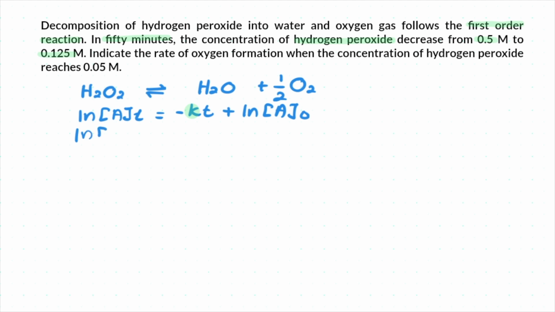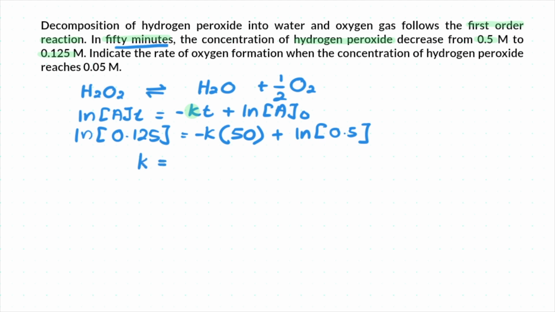So ln At means ln 0.125, equals negative k, and t is 50 minutes. So we are just going to use as is plus ln A naught. So your initial concentration is 0.5. Therefore, from here you will get your k is equivalent to 1.3864 divided by 50. Therefore, you will get your k is equivalent to 0.0277.